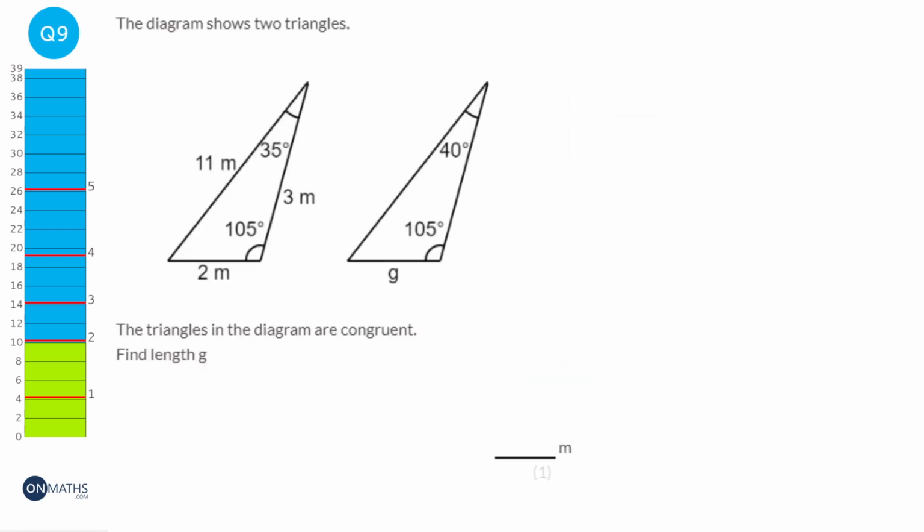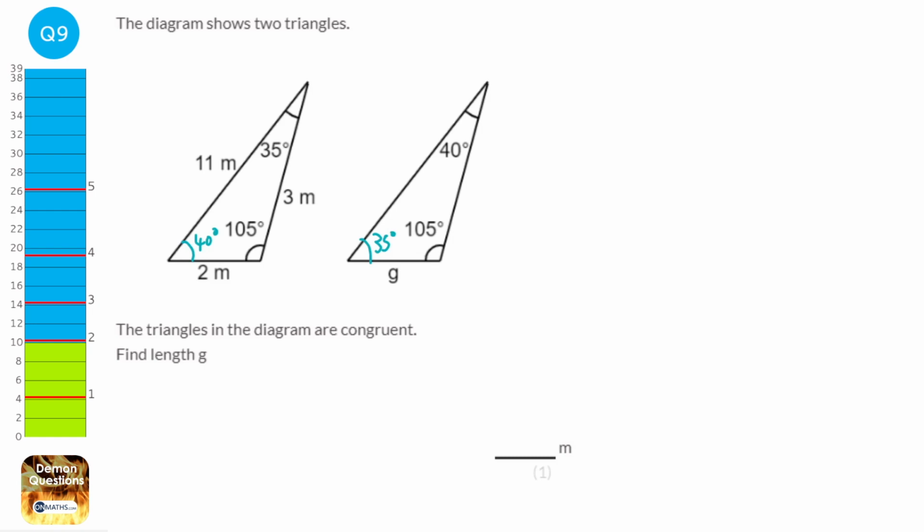I'm going to start by just labelling the missing angles on each of the triangles. So we've got a missing angle here, which is 40, because we're going to take away 105 and 35 from 180. And we've got a missing angle here, which is 35 degrees. Again, taking away 105 and 40 from 180.